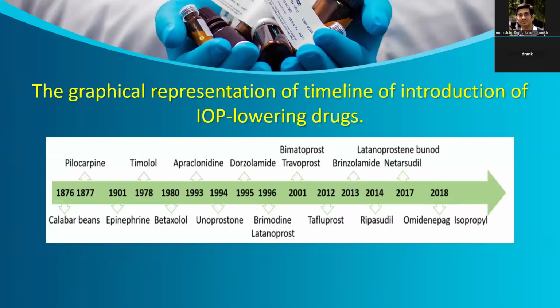This is a graphical representation in which we can see how the drug development took place. Pilocarpine was the first topical drug which was used to treat glaucoma. This timeline shows that from 1876 pilocarpine was used, and now coming to the year 2018, a newer drug has come up, that is omidenepag isopropyl, which is a prostaglandin E2 analog. This has now been approved in 2022 to treat open angle glaucoma. This is the recent addition. So this is the timeline for the introduction of IOP lowering drugs.